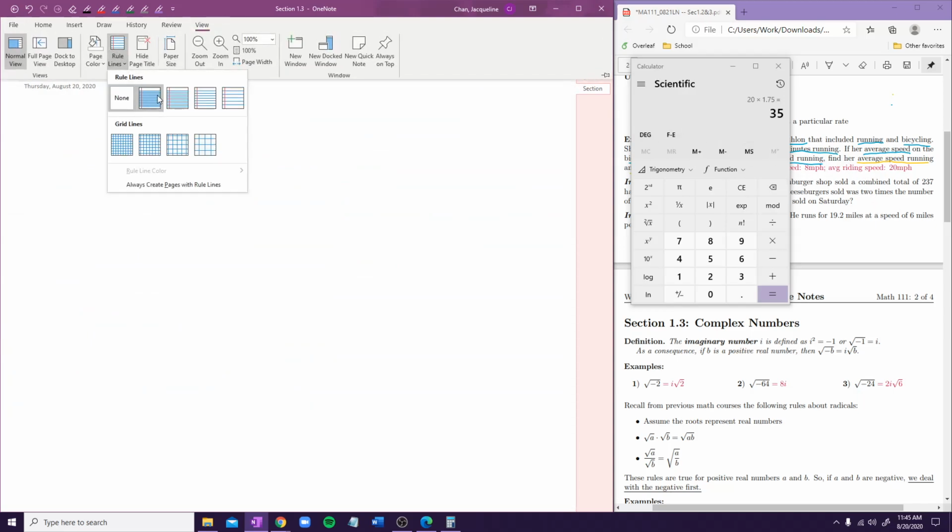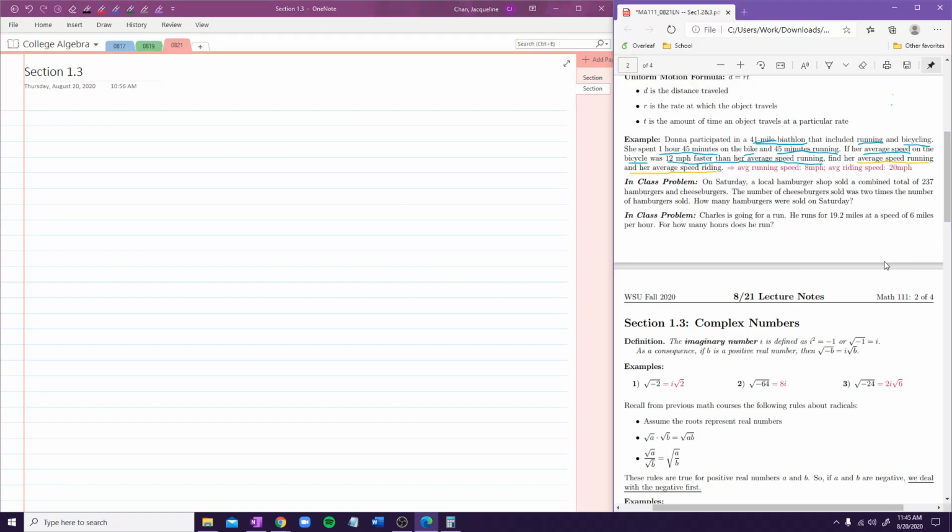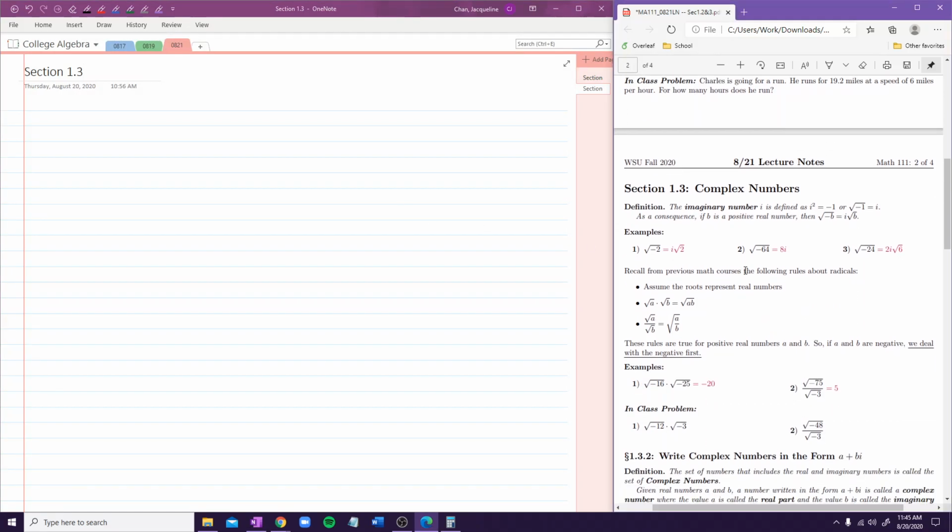Section 1.3 is all about complex numbers, right? So first, before we talk about a complex number, let's talk about the imaginary number. The imaginary number, which is represented by the letter i, is defined as i squared equal to -1, or it is the square root of -1 and it's equal to i. Right. So as a consequence, if b is a positive real number, then the square root of negative b is equal to i times the square root of b. Right. So let's do some examples.